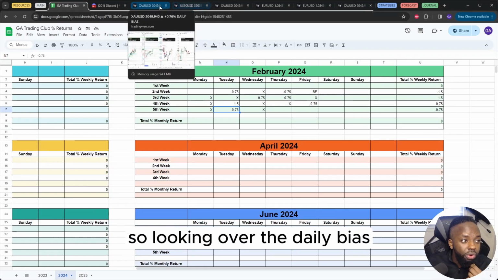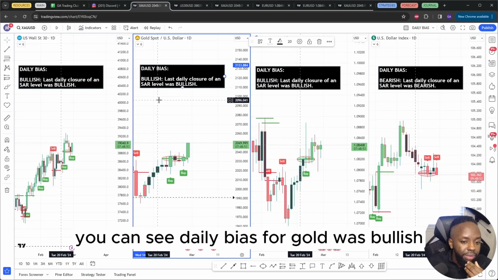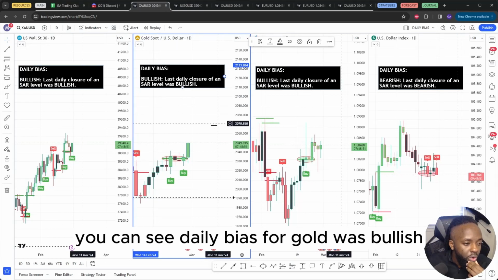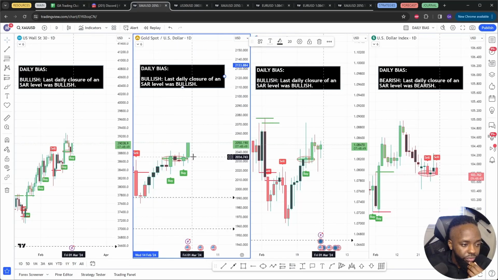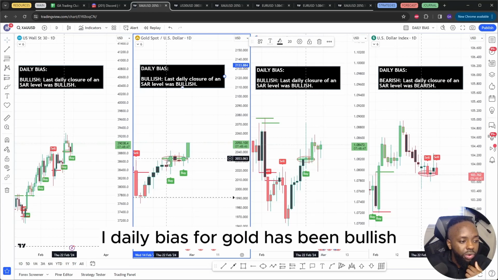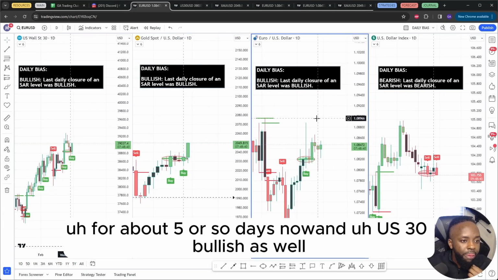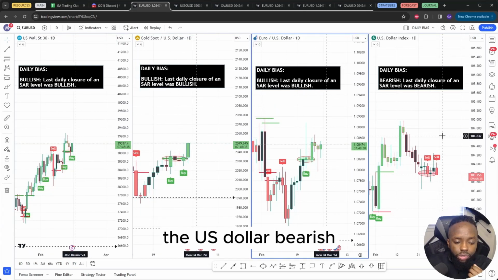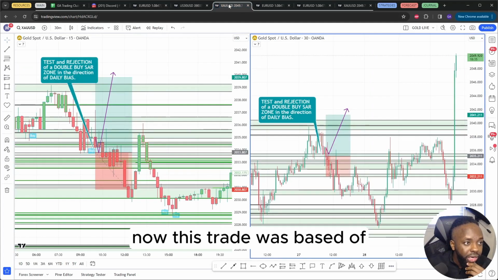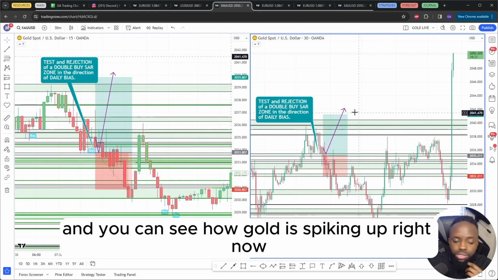So looking over the daily bias, you can see daily bias for gold was bullish. Daily bias for gold has been bullish for about 5 or so days now. And US 30 bullish as well. EU bullish, the US dollar bearish. Now this trade was based off, and you can see how gold is spiking up right now.